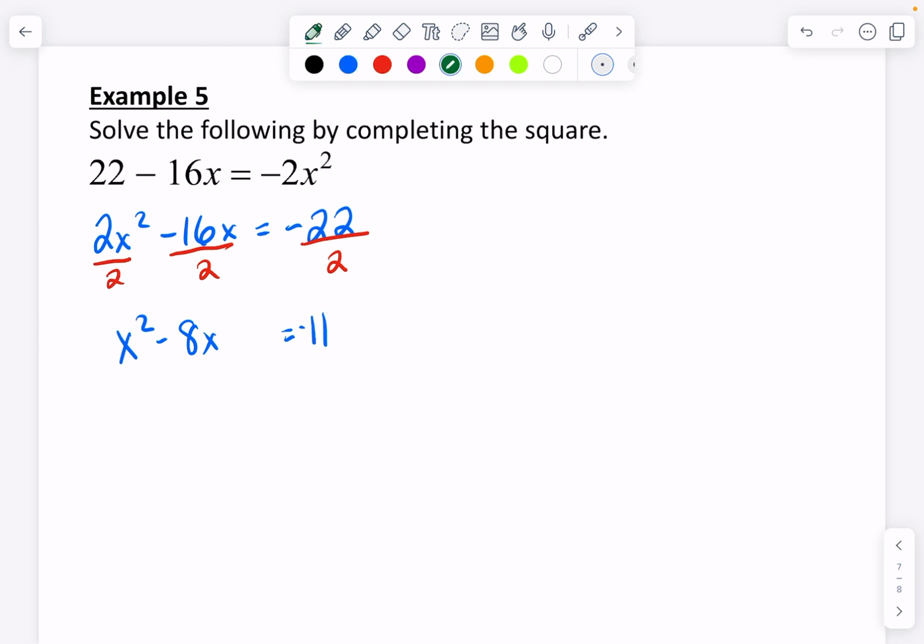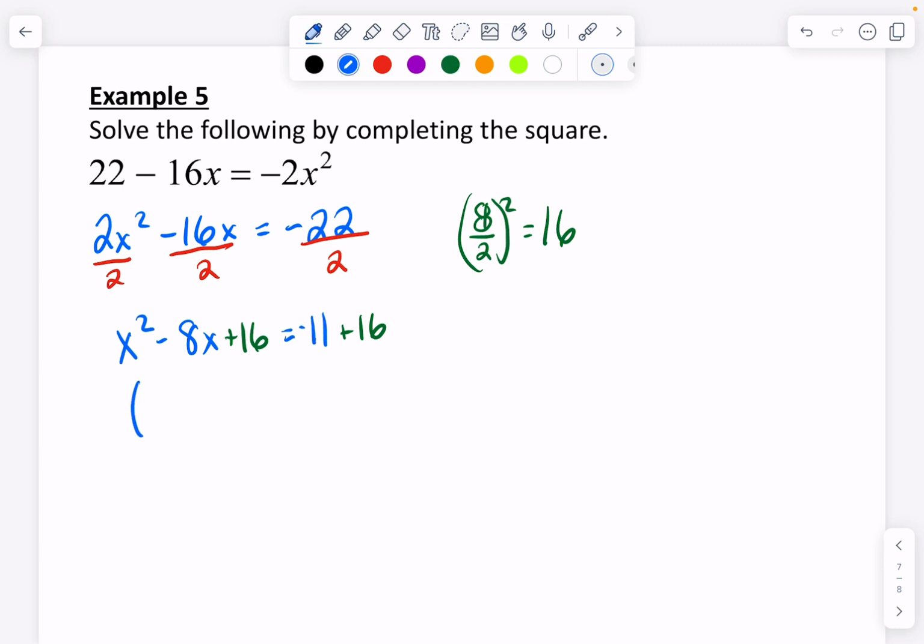Now I take 8 divided by 2, squared. Well, that's 4 squared, that's 16. I add 16 to both sides. What I find is students forget to add it to both sides. Add it to both sides.